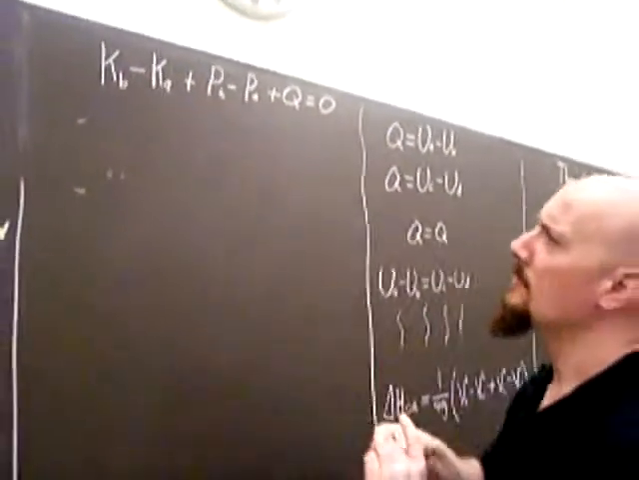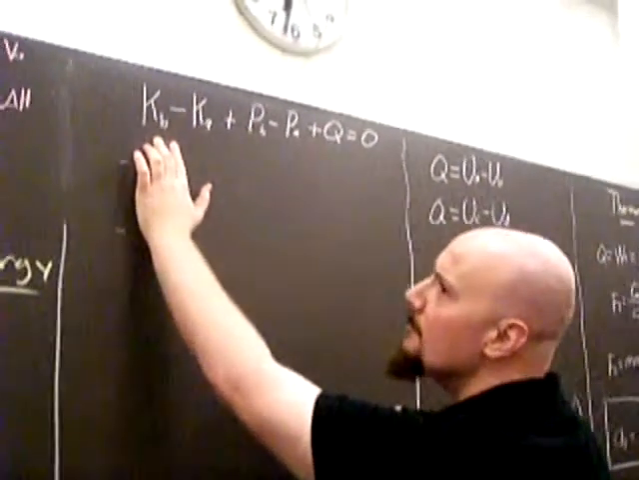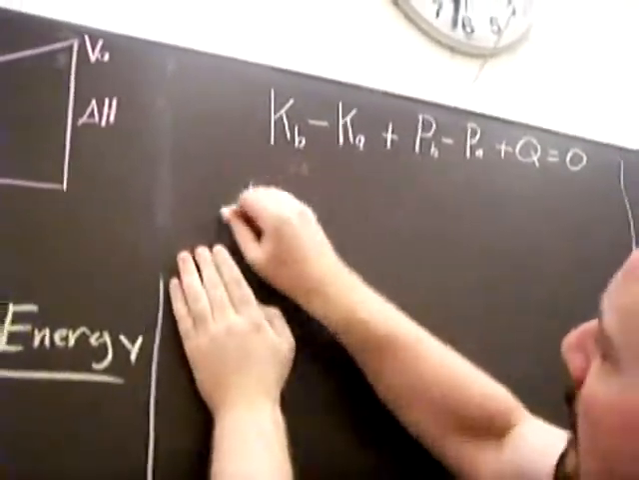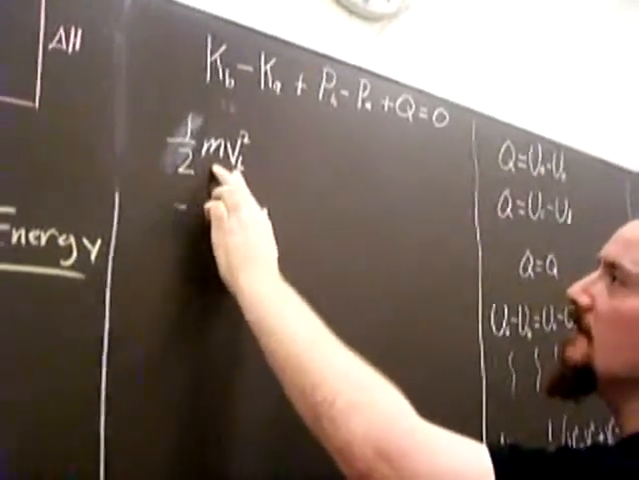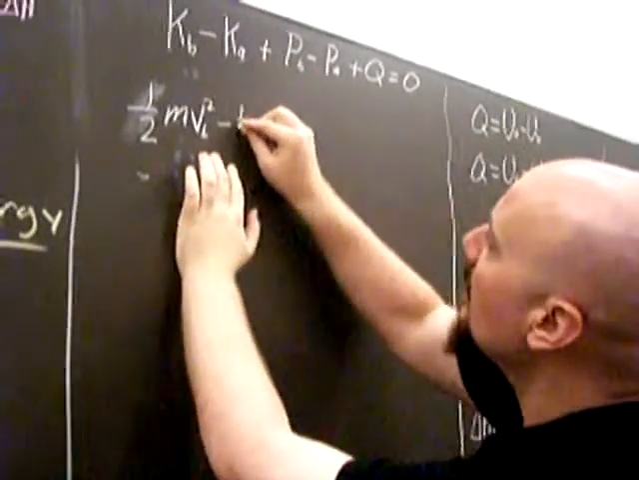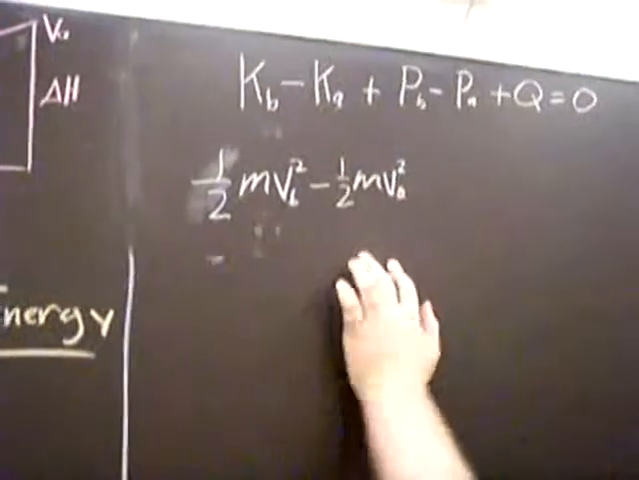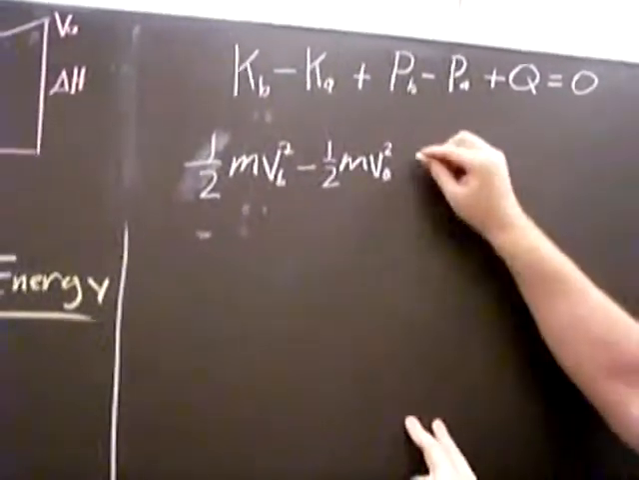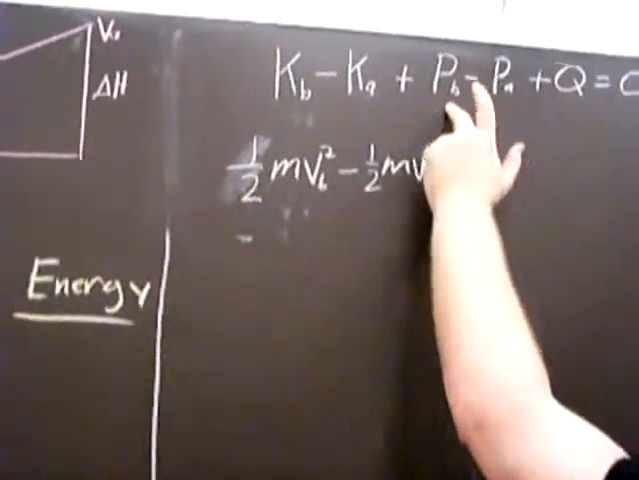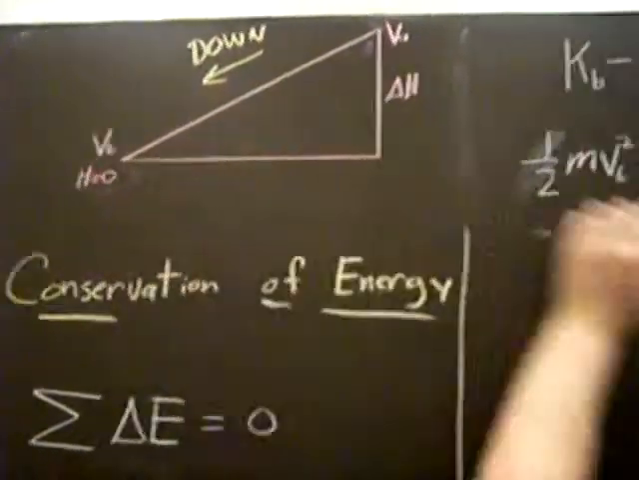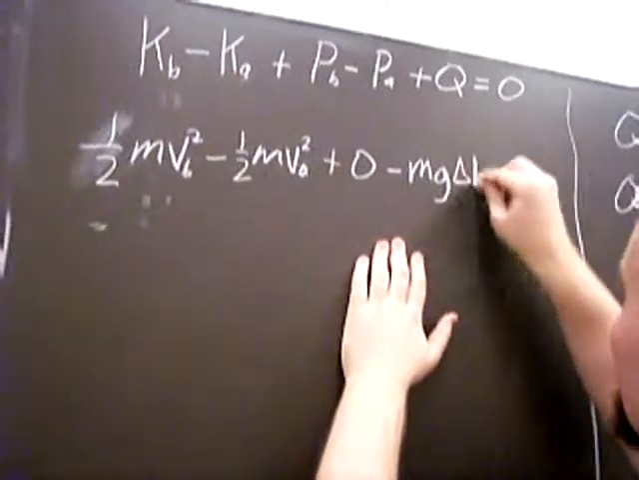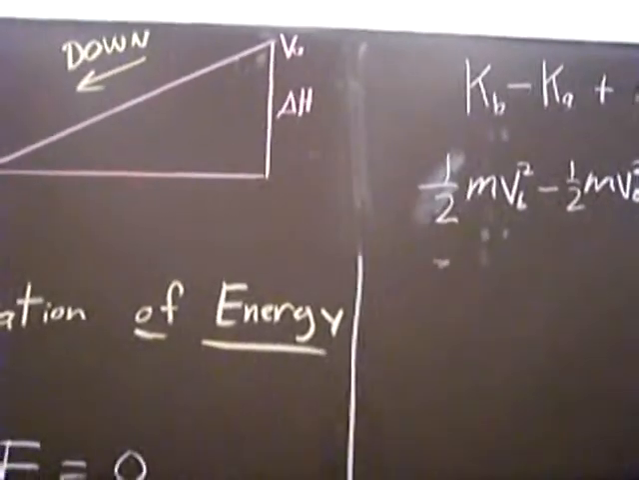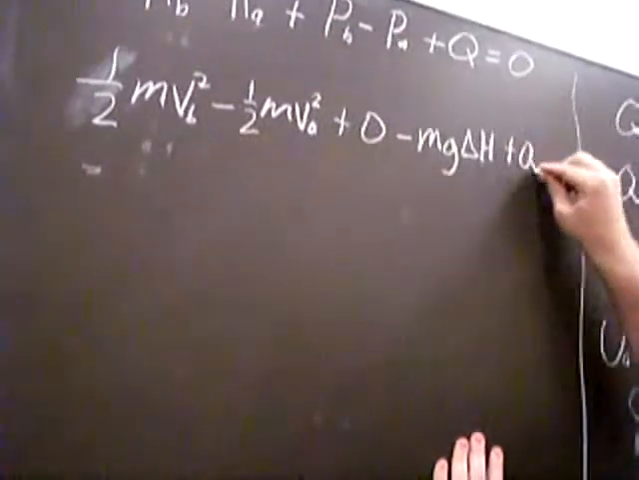All right, so that boils down to this. We have kinetic energy at B. So that's 1/2 m VB squared. Great. We have the VB from the times, and we have the m because we measured it. Then minus 1/2 m VA squared. And then plus the potential energy at B, which is 0 because that's what we're calling the height 0 there. And then minus m g delta H plus Q equals 0.